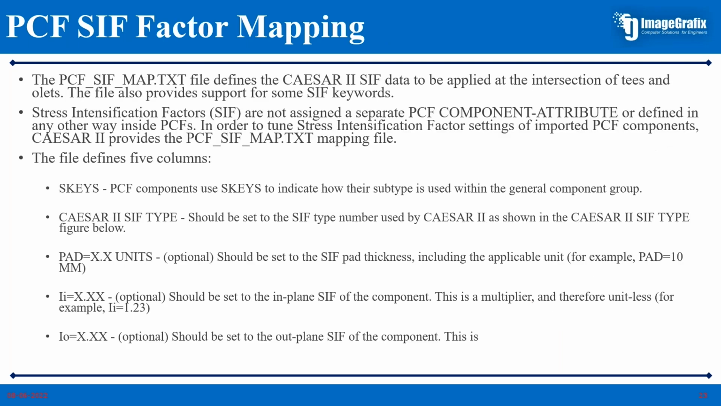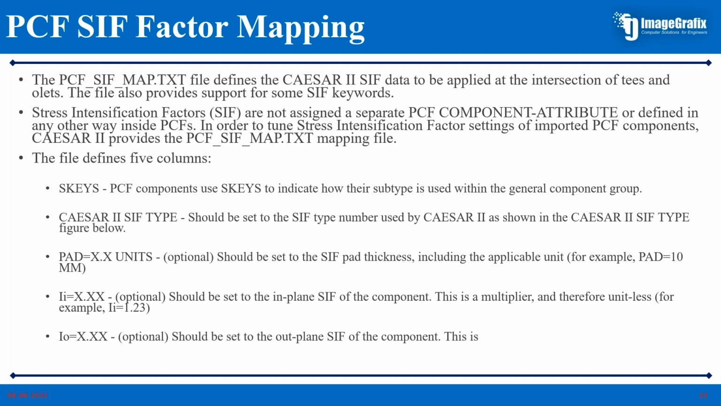So we have seen there are a total of 4 types. First is your material mapping, then your unit mapping, then your restraint mapping, and finally your SIF factor mapping. These are the 4 mapping texts, and among them the restraint mapping is the most important. The unit mapping, material mapping, as well as the SIF mapping will be one-time work for most of the projects. But the restraint mapping might change from project to project.